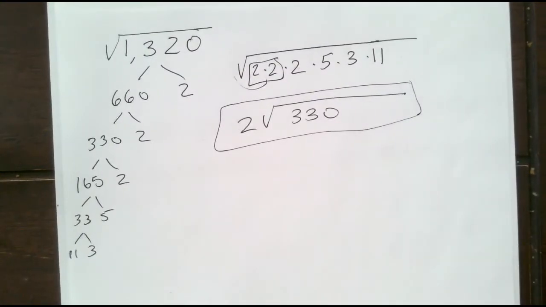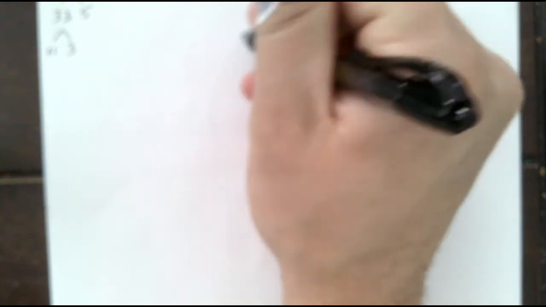Alright, so that's if you just have numbers. Now these problems do get quite a bit more tricky. We're going to dive into those now. So what we're going to have is this. What about if we just had a variable? Like the square root of u raised to the 11th.